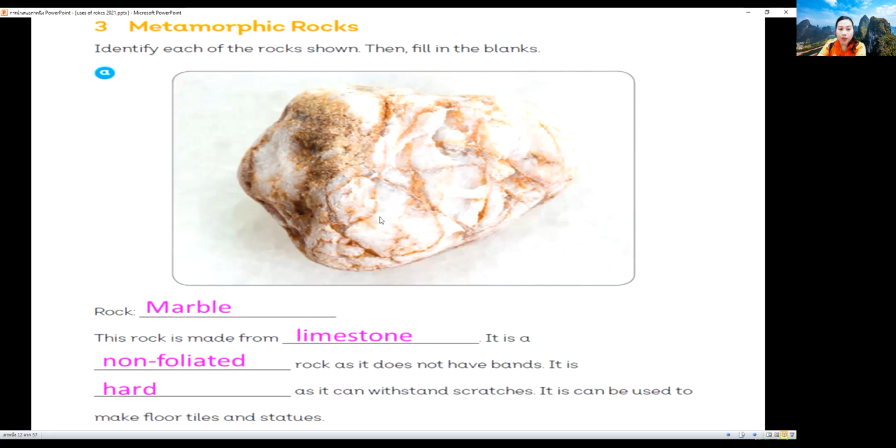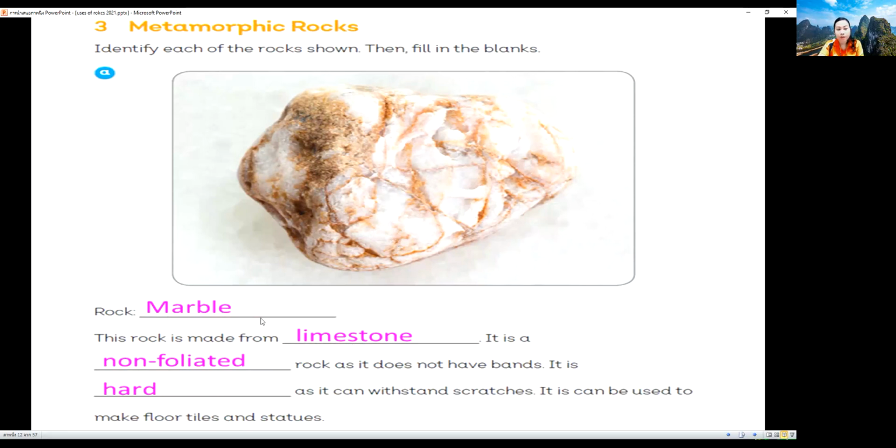Okay, so this rock is a marble. Marble is the name of this rock. Marble is made from limestone. And limestone or marble is non-foliated, or doesn't have bands. They don't have lines like this one, okay? They don't have layers. And it is hard as it can withstand scratches, or we cannot scratch them because they are so hard, okay? And it can be used as floor tiles and statues.